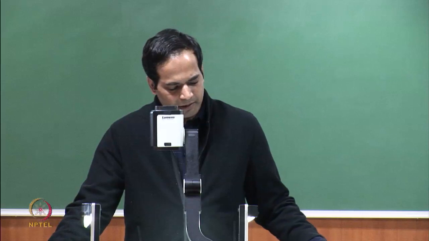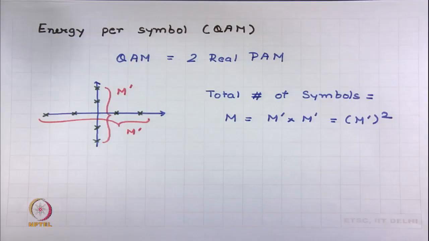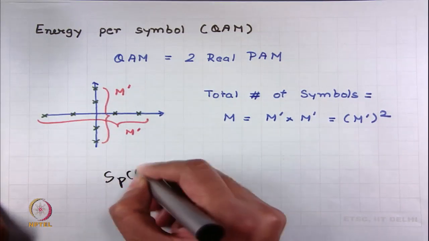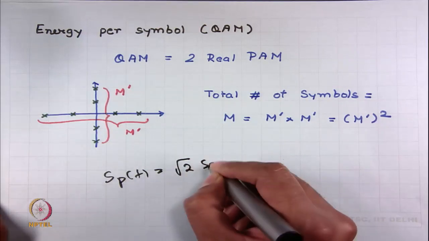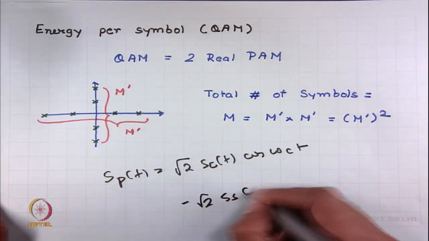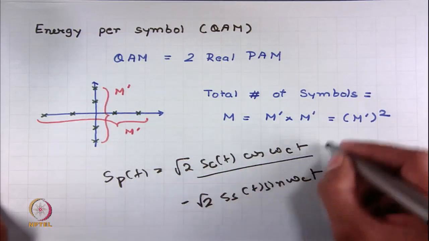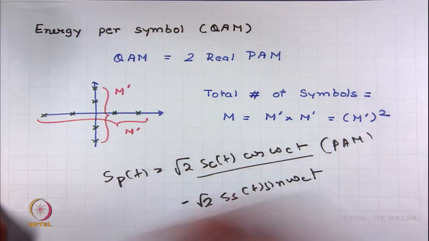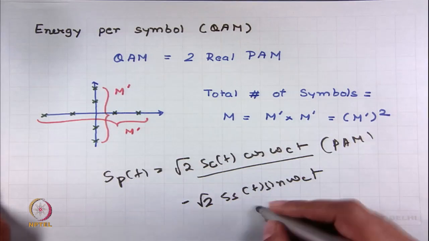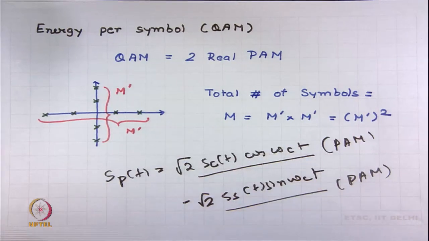Let us now look at the energy per symbol in QAM, and the way we want to do this is we want to interpret QAM as 2 real PAMs. So, if you look at the waveform for QAM, you can think of this as 2 PAMs. So, there is a PAM here, this is the waveform corresponding to PAM, and there is a PAM running in here, is it not? So, PAM which is double sideband modulated.